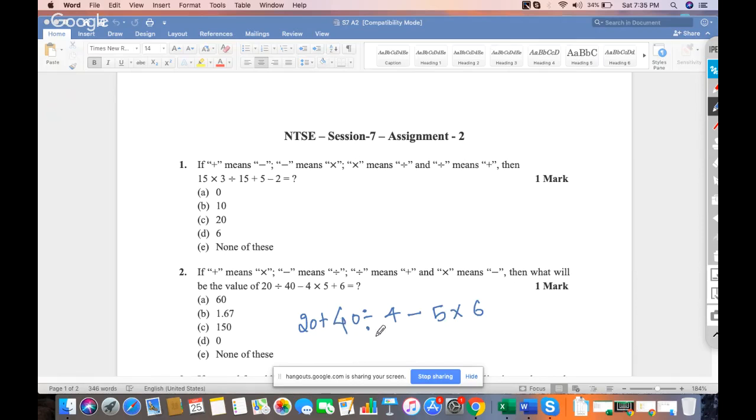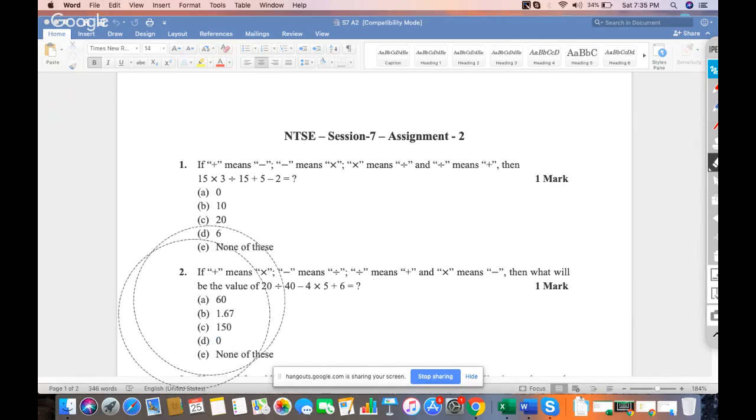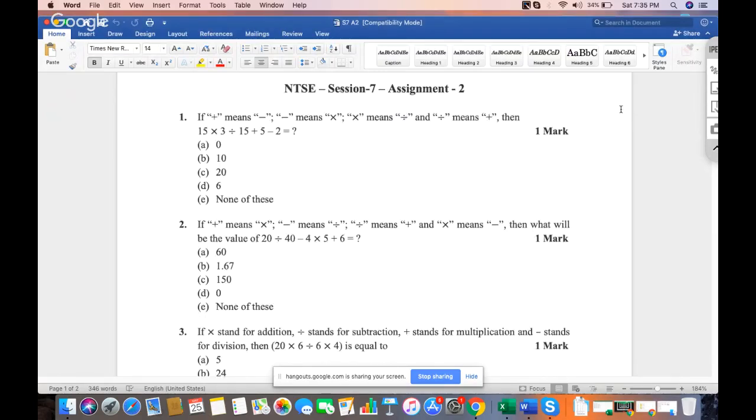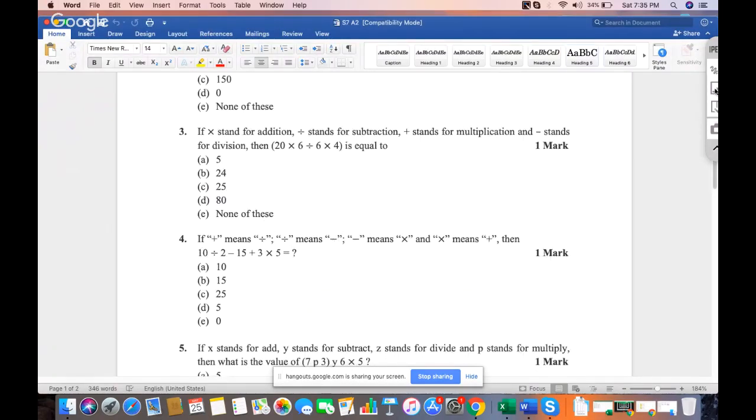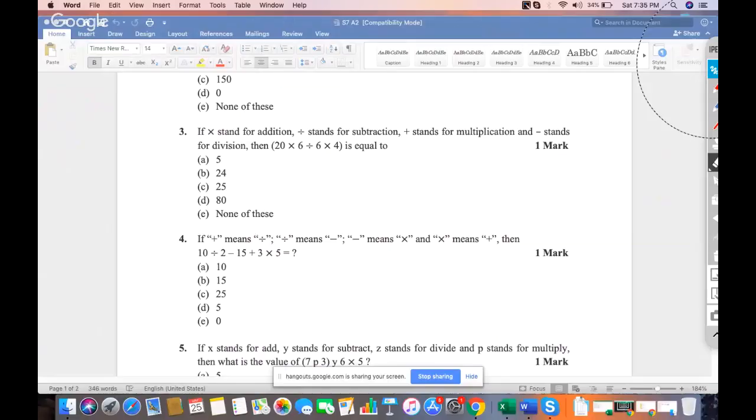So 6. So 40 divided by 4 is 10. So 20 plus 10 minus 5 into 6 is 30. So this is 30 minus 30 is 0. So 2D is answer. So that's the answer. Solve question number 3 and 4. Once we are done with this sheet, we will wrap up the session today.